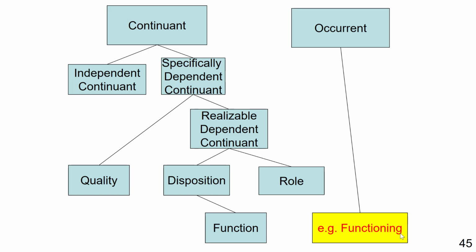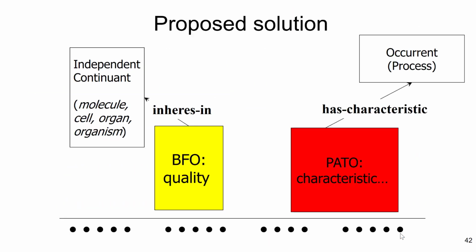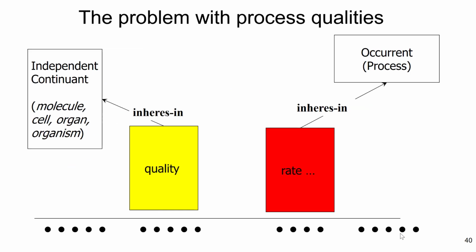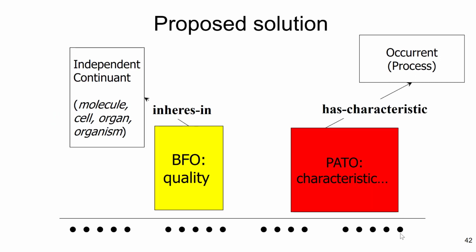Yes? Has characteristic a subquality of inheritance? No, we would have to check exactly how the logic for that goes, but nothing inheres in a process for BFO, just as nothing is a quality of a process for BFO. So this particular picture here is correct. This particular picture here is not correct. So that is how it looks now. And has characteristic is a defined relation. So it's not a real relation, as BFO sees the world.